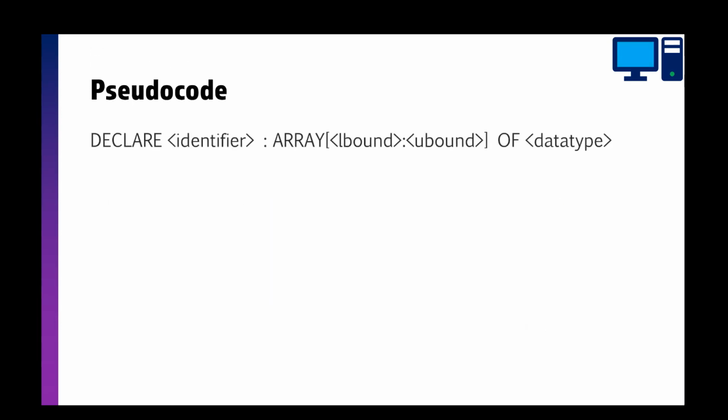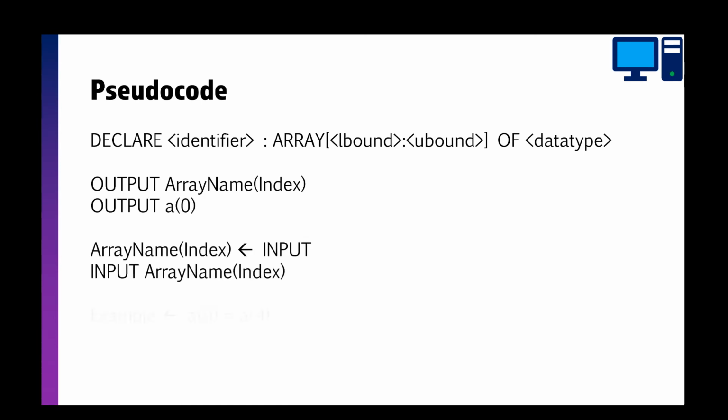So how we write it in pseudocode is we declare an identifier, so the name of the array. We then say that it's an array by doing colon array, and then we say the lower bound and the upper bound, and then say which data type it's going to be. So it might be declare names array colon array 0 colon 10 of string, or whatever.